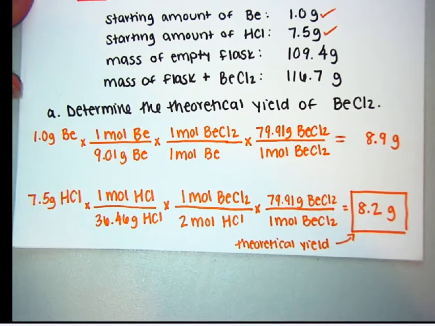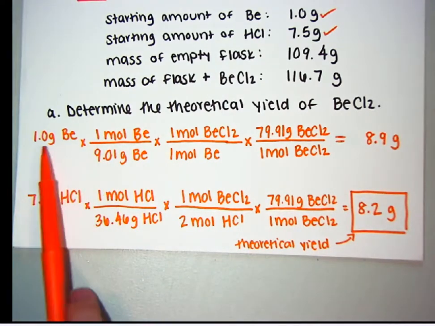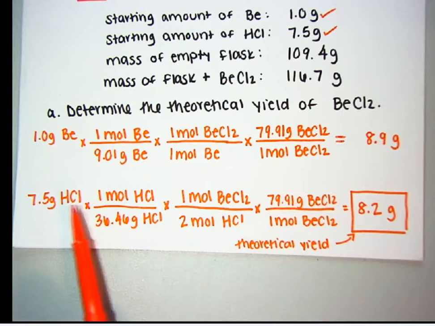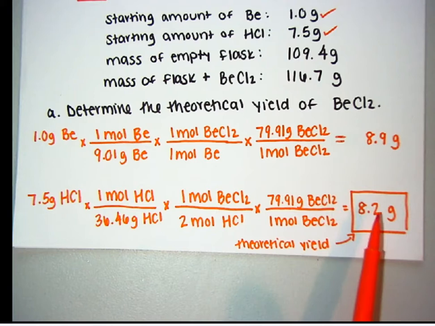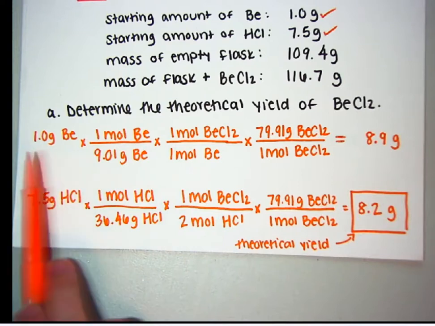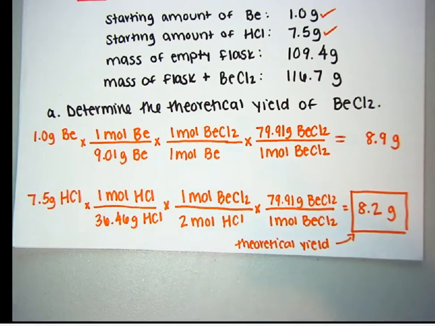The other thing that I want to point out is the theoretical yield is not whichever reactant you have less of. Sometimes students say like, well, I have less beryllium, so that means I can make less product. That is not the case. I actually have more HCl, but I can make less product. So it has to do with their molar masses and also the mole ratio. So don't think just because I have less beryllium, that's automatically going to be the limiting reactant. It doesn't matter on the amount of reactant, it has to do with the amount of product produced. HCl makes less product, that means it's limiting.